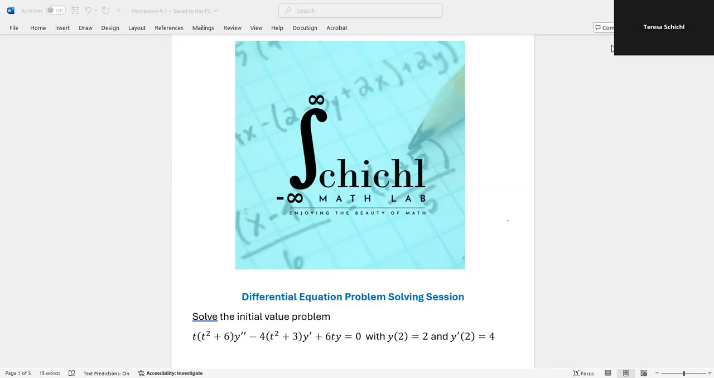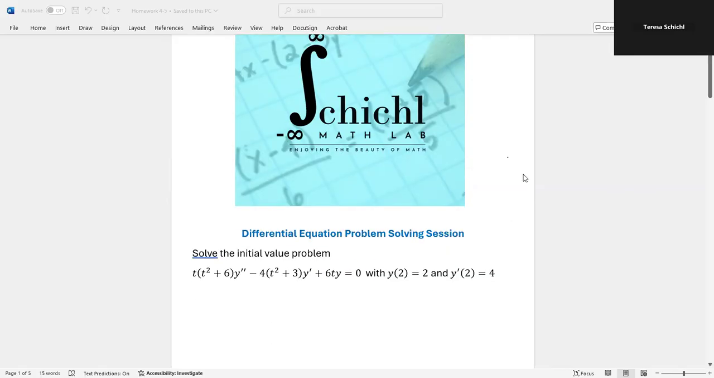So the problem we are going to work on today is like this: (t squared + 6) y double prime minus (4t squared + 3) y prime... y double prime, then y prime, and 6ty equal to 0, with the initial conditions y(2) equal to 2, y prime(2) equal to 2. Now, because this is a second order differential equation, we expect we have two solutions.